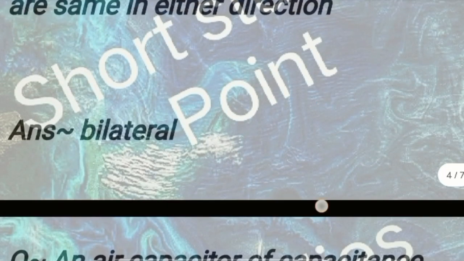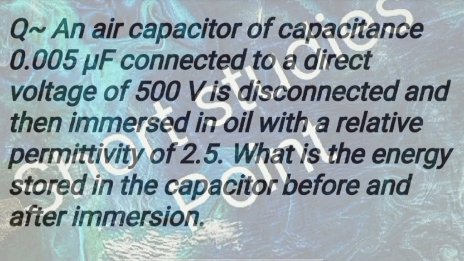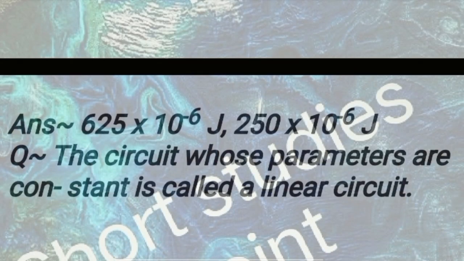Answer: Bilateral circuit. Next question: An air capacitor of capacitance 0.005 microfarad connected to a direct voltage of 500 volts is disconnected and then inserted in oil with a relative permittivity of 2.5. What is the energy stored in the capacitor before and after immersion? Answer: 625 × 10^-6 joule, 250 × 10^-6 joule.